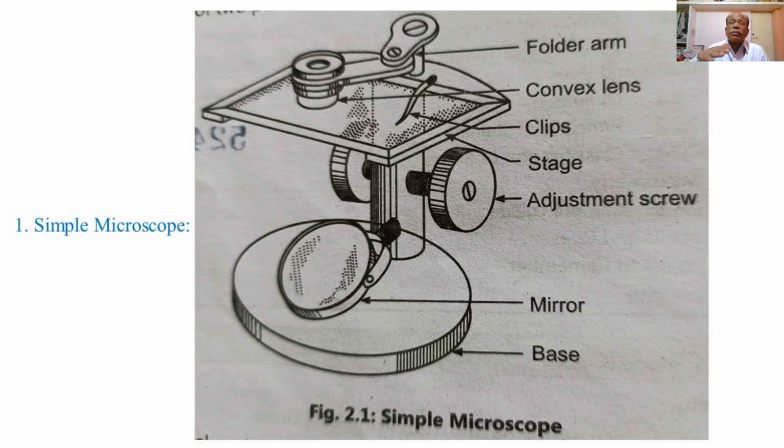The mechanical part possesses the base and a straight arm so as to support the optical part, provided with an adjustment screw. The optical part consists of a mirror and the lenses, and in between the mirror and the lens or the eyepiece, there is a stage to provide a platform to keep the glass slides with the study material, which can be held properly by using the clips. So this is just a figure showing a simple microscope.